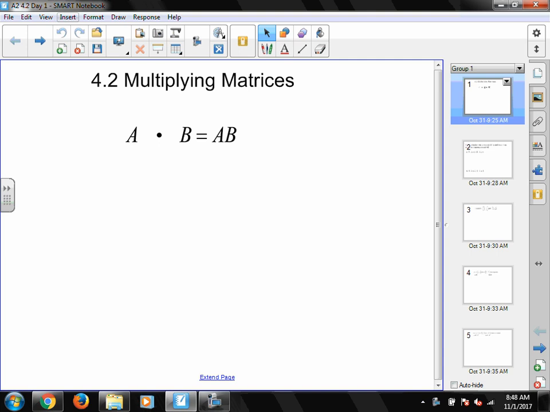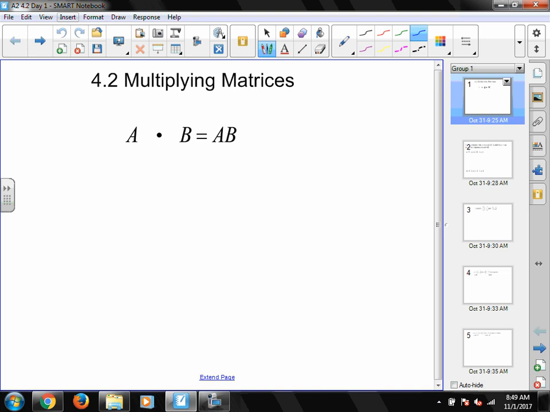So what I've got on the board here, besides the title, is A times B is equal to AB. This is how you're going to see the problems stated to you. Usually they're just going to have two matrices, and then they'll just put like find AB. So if I have matrix A, we need to know if we can multiply these, just like when we were adding and subtracting. Those had to be exactly the same dimensions. There are some dimension restrictions that we need to have so that we can multiply.